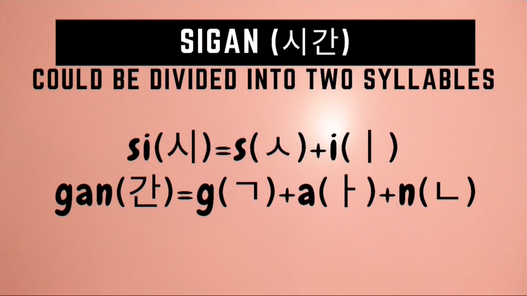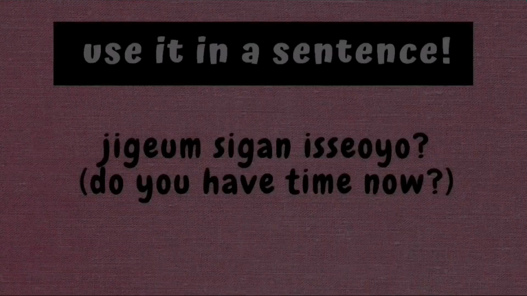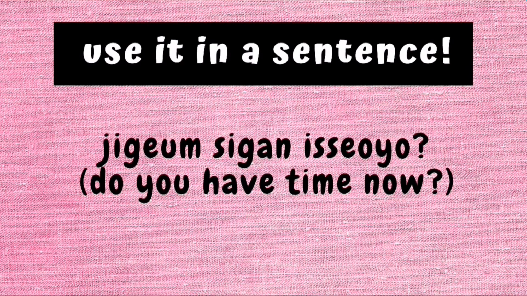This is composed of two syllables. For the first syllable, shi, we need to draw first a siyot character followed by an i character. For the second syllable, gan, we need to draw a giyot character followed by an a character followed by a nieun character. Now let's try looking into this example sentence.